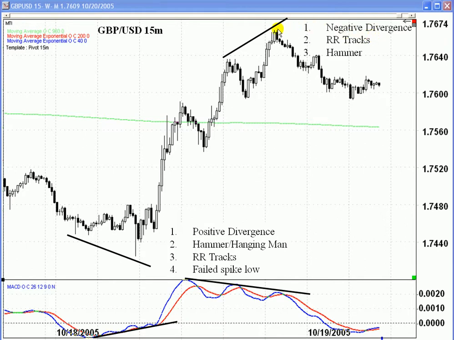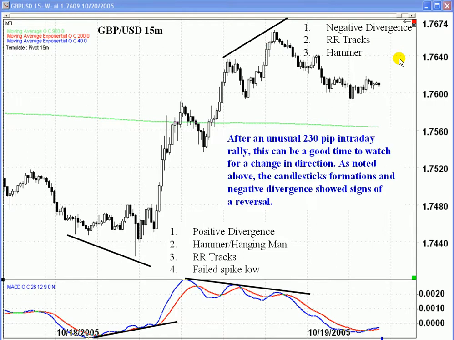Here we see a negative divergence, railroad tracks, and a hammer. Here, hammer, railroad tracks. This will also lend to another indicator that we're going to introduce later, and that is the average true range indicator, which is one that I really like to trade.